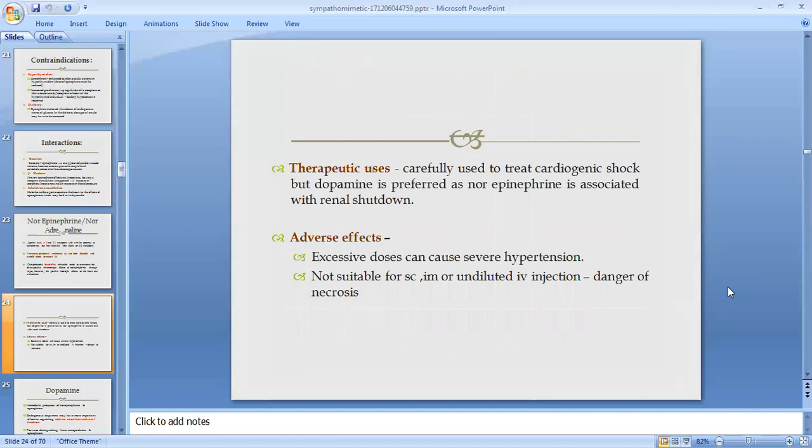but dopamine is preferred, as norepinephrine is associated with renal shutdown, and dopamine is preferable as it increases renal perfusion in shock. Adverse effects: excessive doses can cause severe hypertension, and it is not suitable for undiluted IV injection due to danger of necrosis.